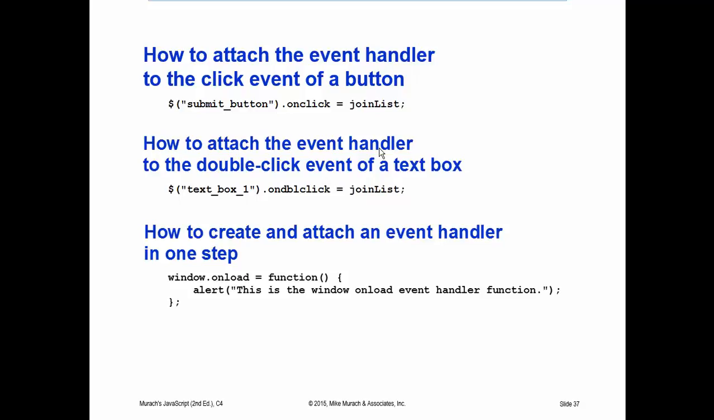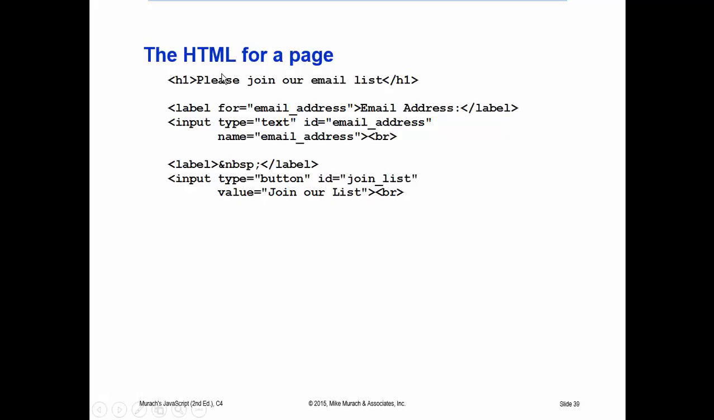So you're attaching the event handler, not calling it. That's why the function won't be called until the click event is fired. If you were to put parentheses after joinList, the function would be called right away. And again, that's not what we want to do. So this chapter ends with a couple of examples.